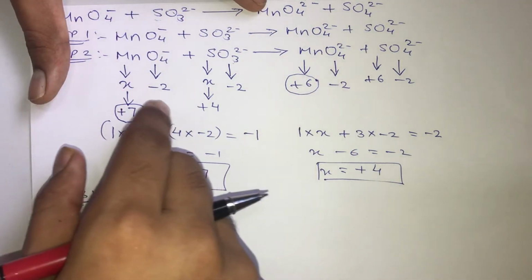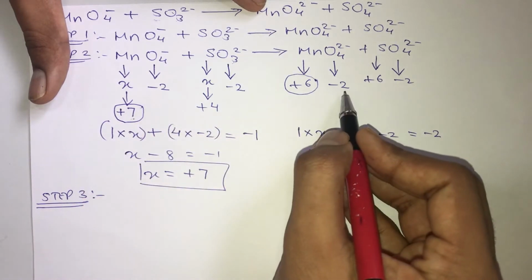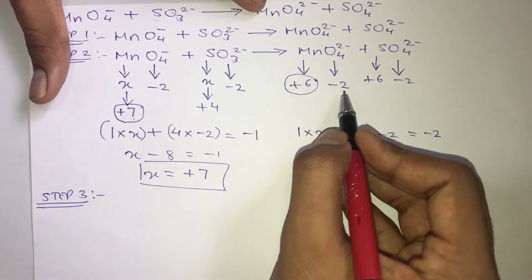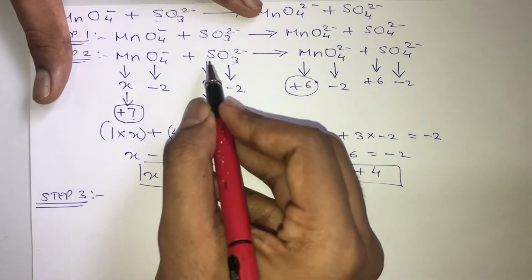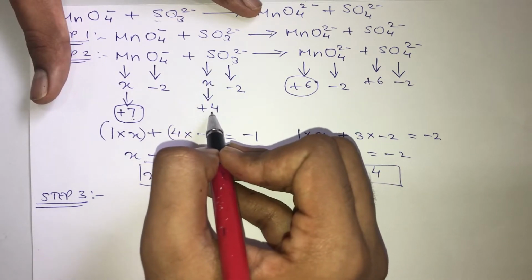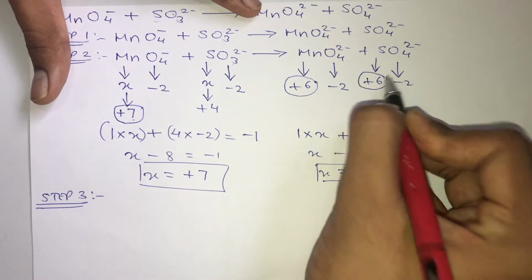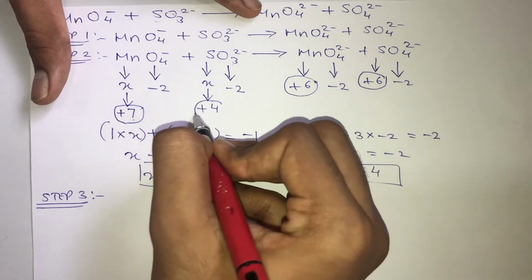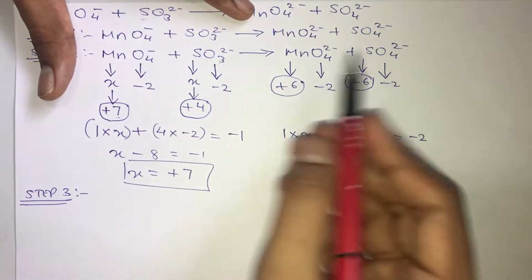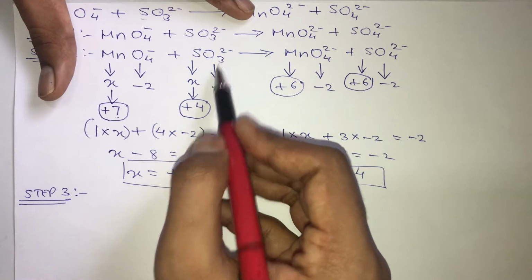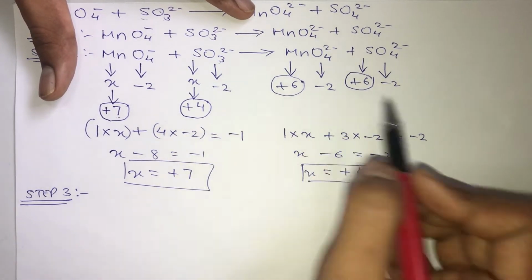Let us check the oxidation number of oxygen. It was -2 earlier, and after the reaction it is -2 as it is. Let's check for the sulfur atom. So for the sulfur atom the oxidation number was +4, but after the reaction it has changed to +6. Okay, now for the oxygen atom over here, what was the oxidation number? It was -2, and after the reaction it is -2, so it is the same as it is.